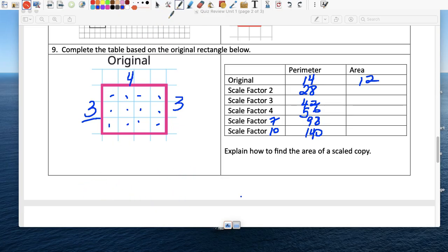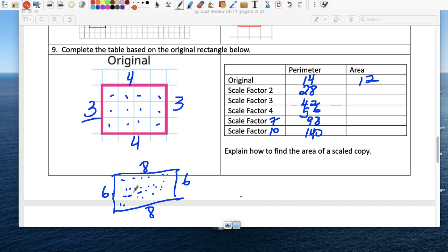Now, what about the area? Let's do the double. If I double that, this was 8, this was 8, this was 6, and this was 6. And if you were to count, or if you multiply the length times width, you would get 48. How about a 3? Well, if you had a rectangle that was grown by 3, this would be 12 and this would be 9. What's the area inside? Well, the area inside is 108.